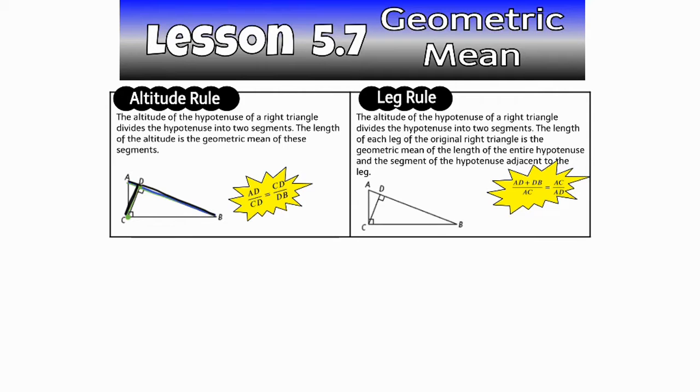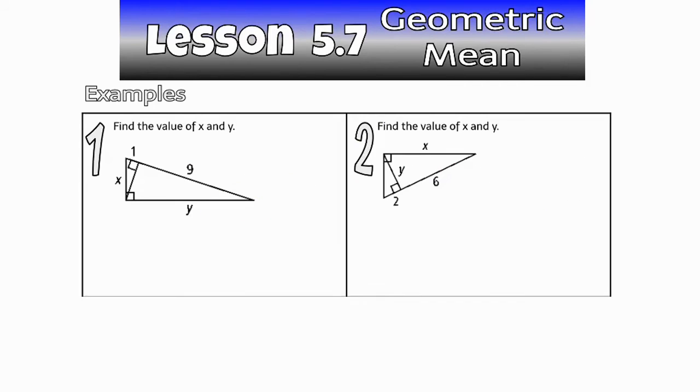But basically what we're going to do is take AD plus DB, so that's going to be this entire side length, and divide it by AC. So the hypotenuse basically divided by this leg length, and then we're going to have AC, which is the hypotenuse of this right triangle, divided by AD, which is the leg of there. So that's where those two come into play, and again, you have AC written twice. So let's take a look and see how this is going to be applied.